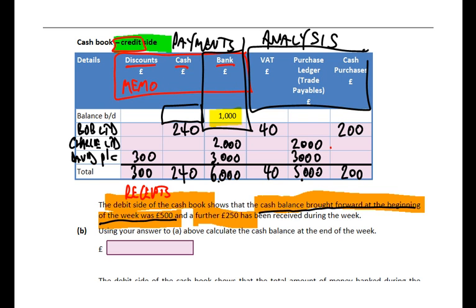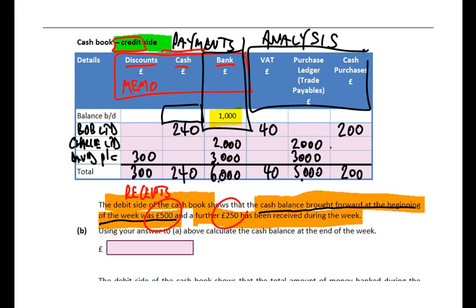We're then told that a further £250 was received during the week. So maybe we've had some payments from some customers. Now you can imagine if you receive further cash, that's going to be a further debit, isn't it? That's going to increase the asset. In fact, you can perhaps imagine if that was all that had happened, we had 500, received another 250, that would take me to £750, wouldn't it? But is that all that happened? Well, actually, no.